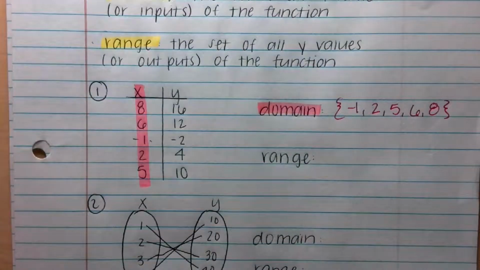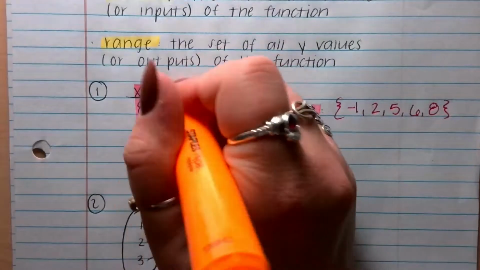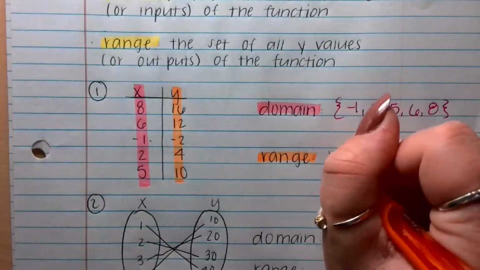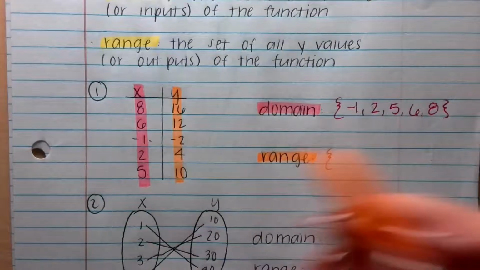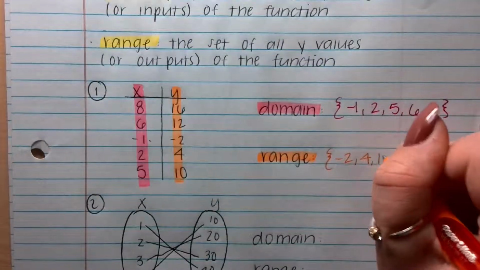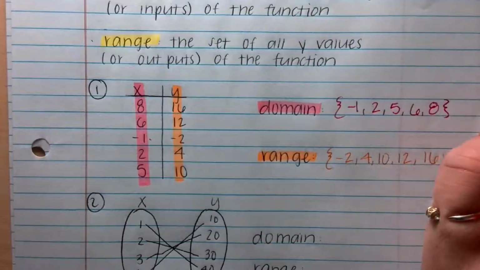Up next, we want to find our range. And our range are our y values. So that's this side of the table. And again, just like our domain, these need to be written in order from least to greatest. So we have -2, 4, 10, 12, and 16.